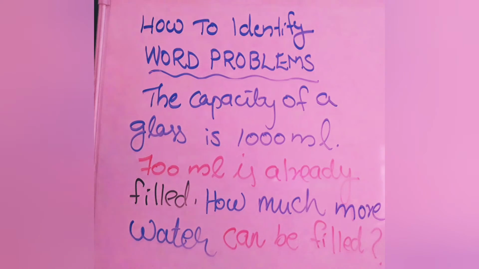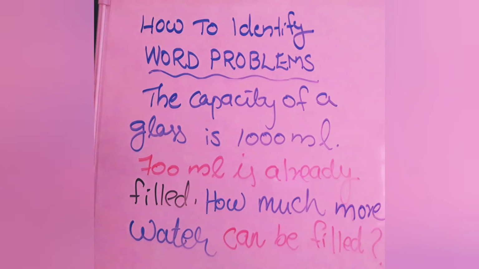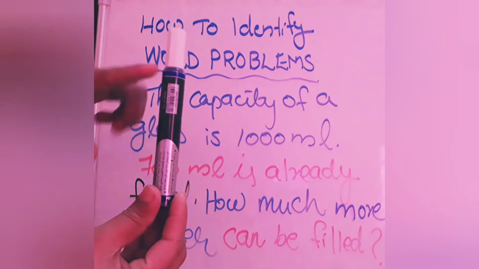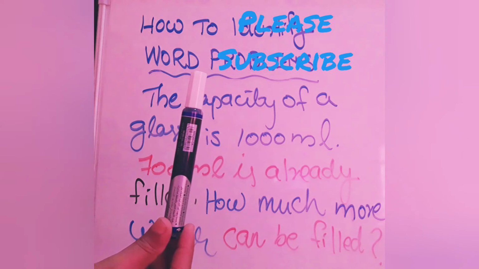See this question. The capacity of a glass is 1000 ml. 1000 ml means 1 liter. 700 ml is already filled. How much more water can be filled? Listen here. I told you more joined means it is addition. But how much more can be filled means it is subtraction. Here left and remaining are not there. How much more can be filled? I mean a glass is there. So already 700 ml is filled. How much more can be filled to make it full? That means you have to do subtraction.